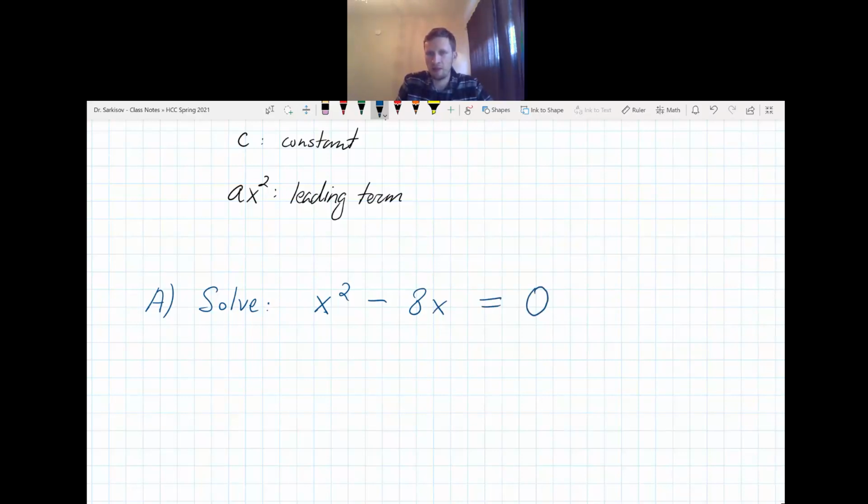I'm not going to have a constant term here. Notice I don't have plus anything or minus c. C is 0 basically. Okay, so how do I solve this? This is our first quadratic equation working together. Okay? It's our first quadratic equation working together.